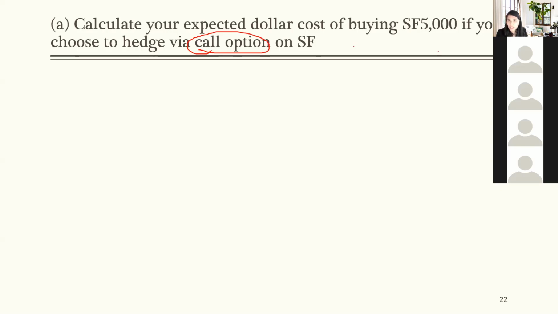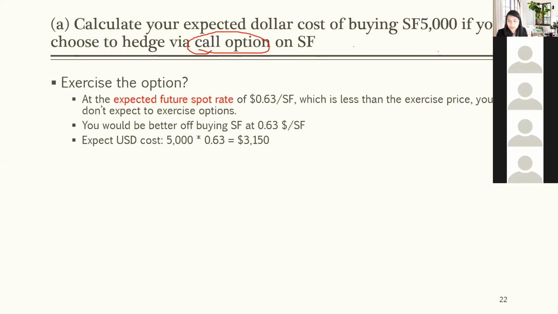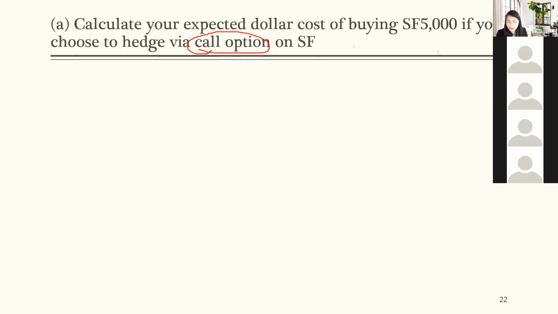So if you hedge using an option contract, and in the future, if the exchange rate turns out to be a certain rate, the first thing you need to determine is whether you exercise the option or not. Okay. In this case, if the expected future spot rate turns out to be 0.63, the same as the forward rate, then would you exercise the call option?